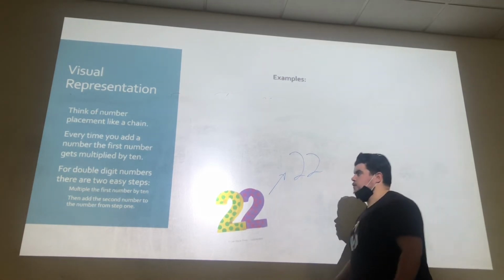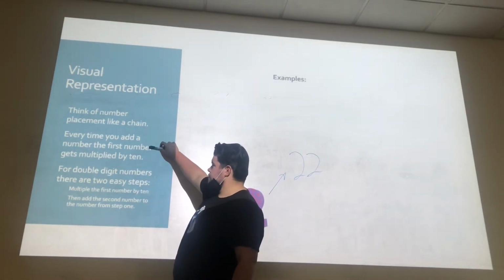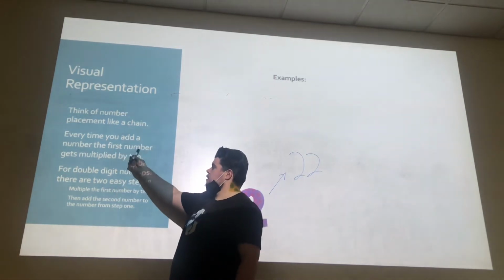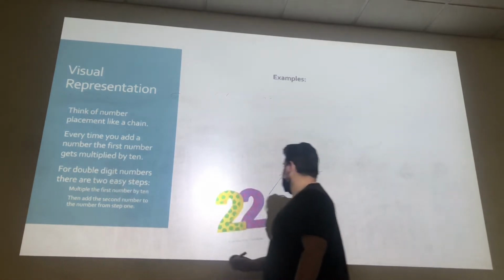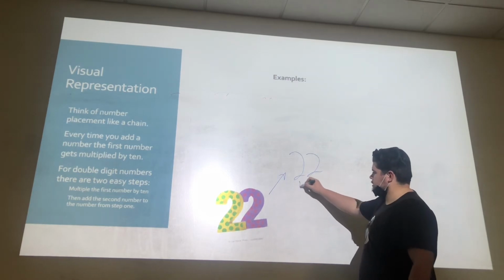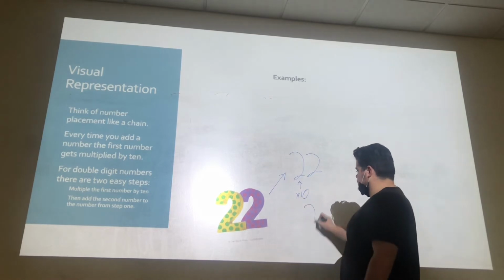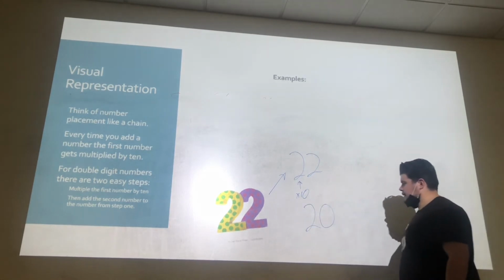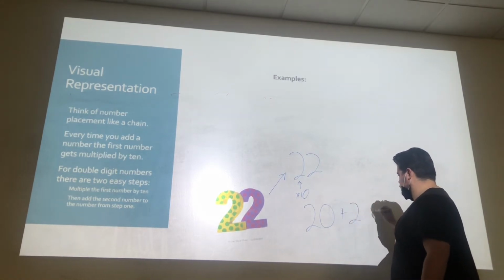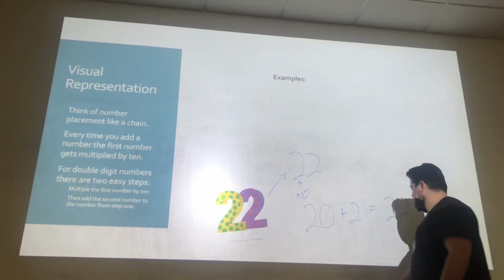So if you want to make it a double-digit number, we have two easy steps, okay? We take the first number, and we multiply it by 10. So because it's the second placement, it gets multiplied by 10, so it will be 20. And then step 2, we will add the second number. And then when that happens, you get 22, okay?